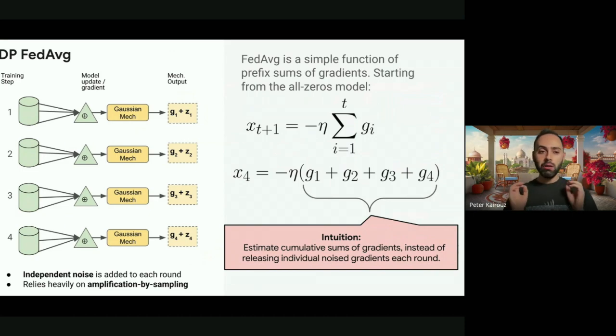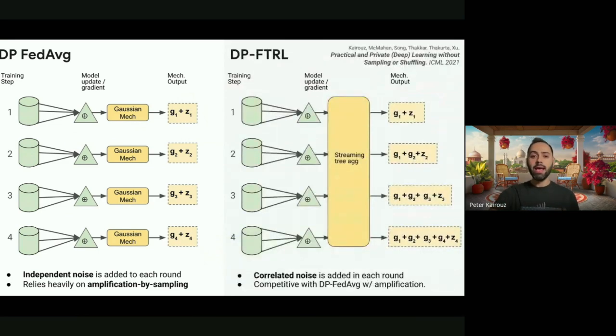By simply looking at it as I'm trying to estimate with differential privacy the running sum, which we also call prefix sum, that allows us to tap on a new set of techniques and tools. Importantly, those techniques and tools do not rely on having to sample clients uniformly at random. And this led to the creation of the algorithms that are known as DP-FTRL. FTRL for follow the regularized leader.